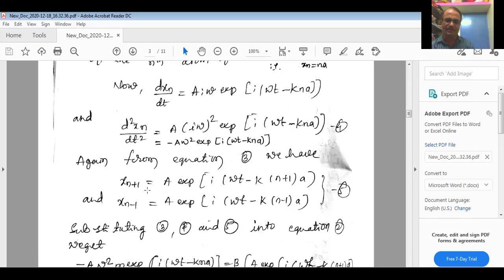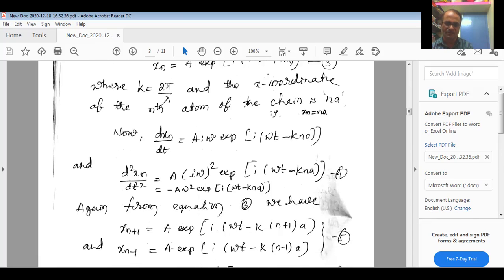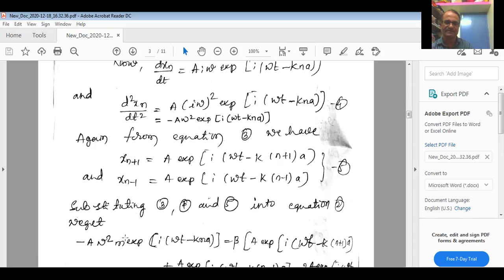Again, from equation 3, we have xn plus 1 is equal to a into exponential of i into omega t minus k into n plus 1 into a. So equation 3 is there. Wherever n is there, you put n plus 1 and you will get another equation. In place of n, we have written n plus 1. So xn plus 1 is equal to this much. And again you put n minus 1 in place of n. Wherever n is there, you put n minus 1, and we will get another equation.